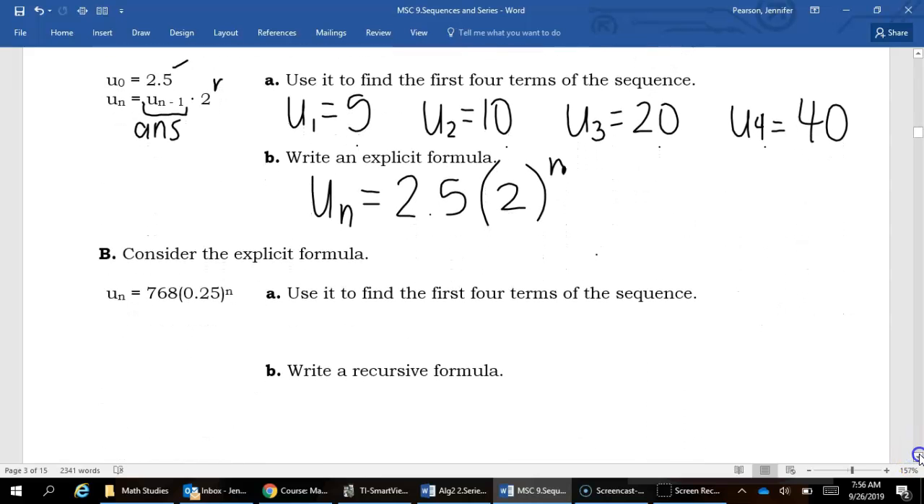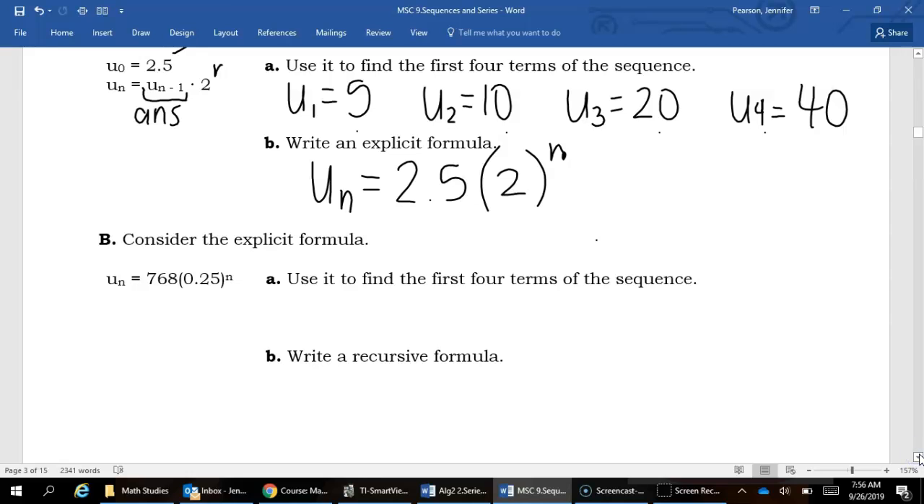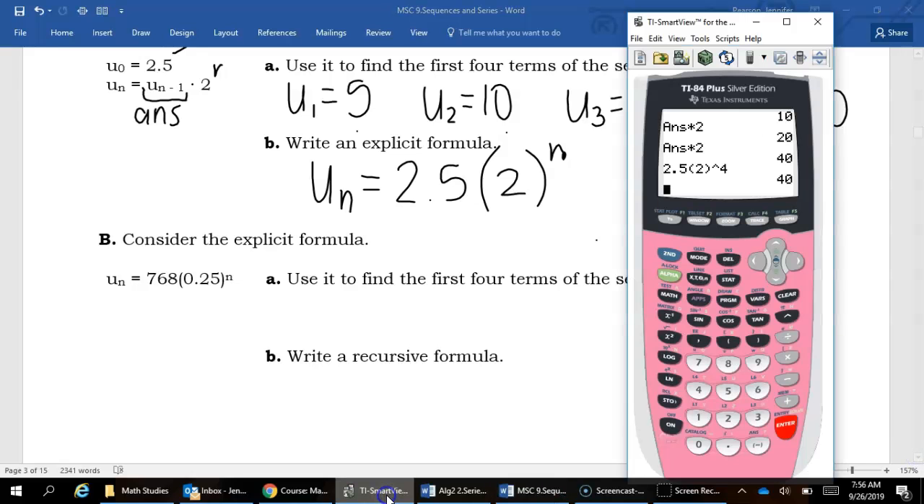I'm given an explicit formula now. If I want to find the first 4 answers using an explicit formula, that's a little more work. Using the explicit formula, I'd have to go that times that to the power of 1. And then I would have the exact same thing, but to the power of 2. And then the exact same thing, but to the power of 3, which isn't difficult. It's just a little more typing than the recursive method. So I have answer 1, answer 2, answer 3, answer 4.